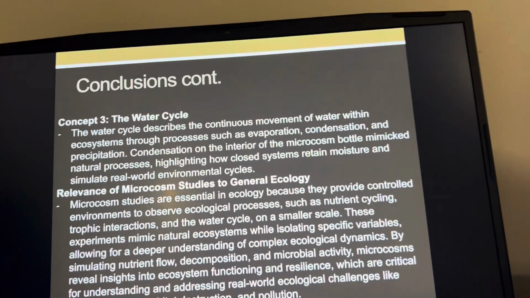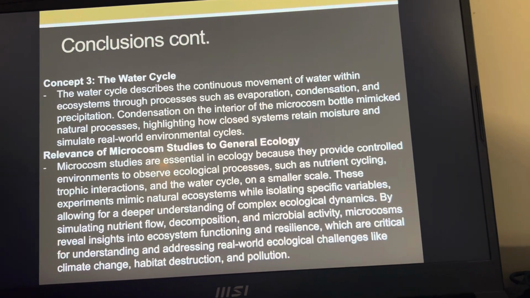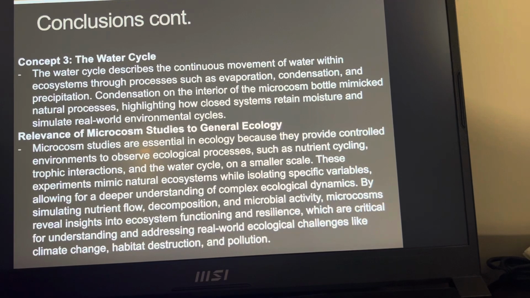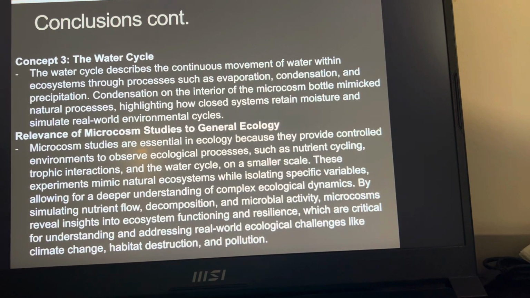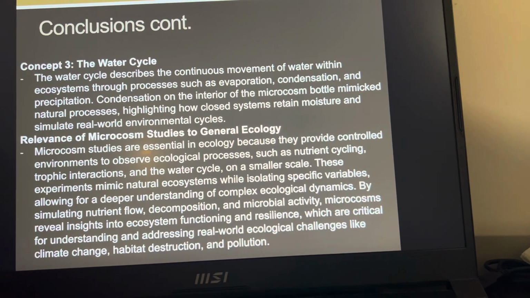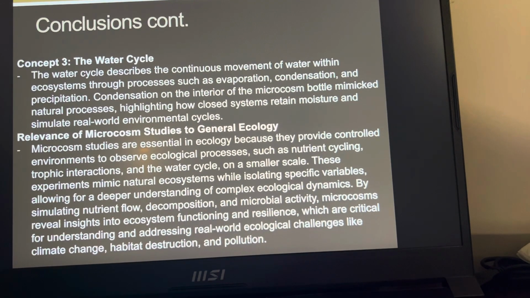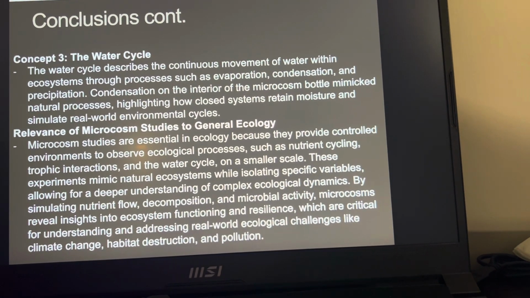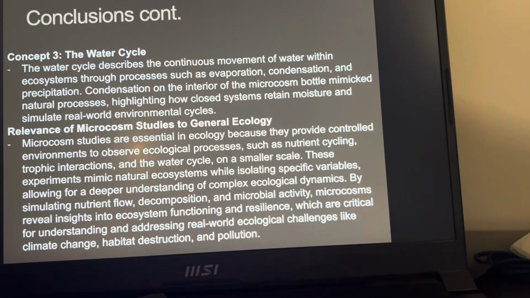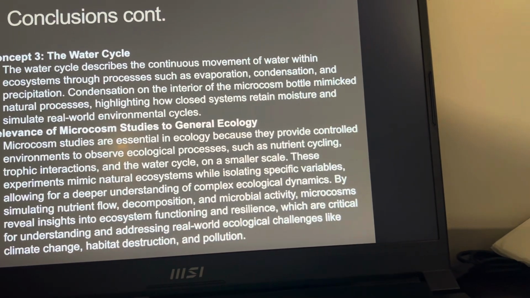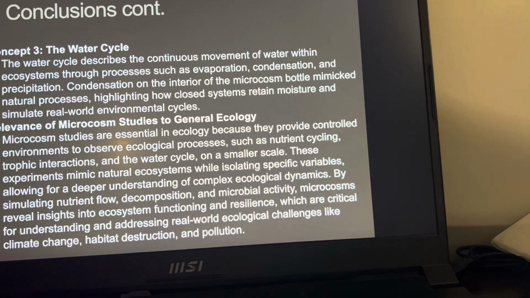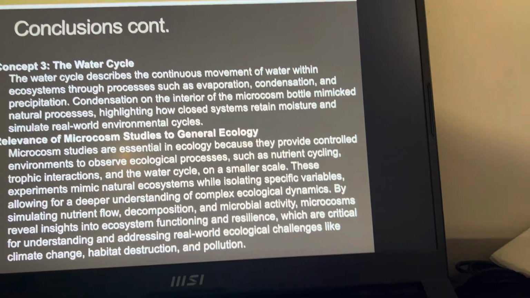Microcosm studies play a pivotal role in the field of ecology, offering a simplified yet insightful way to study complex natural systems. By creating controlled environments, microcosms allow us to observe fundamental ecological processes such as nutrient cycling, trophic interactions, and the water cycle in a manageable and measurable setting. These small-scale models are incredibly effective for isolating and analyzing specific variables, which help us gain a deeper understanding of the intricate dynamics that sustain ecosystems.